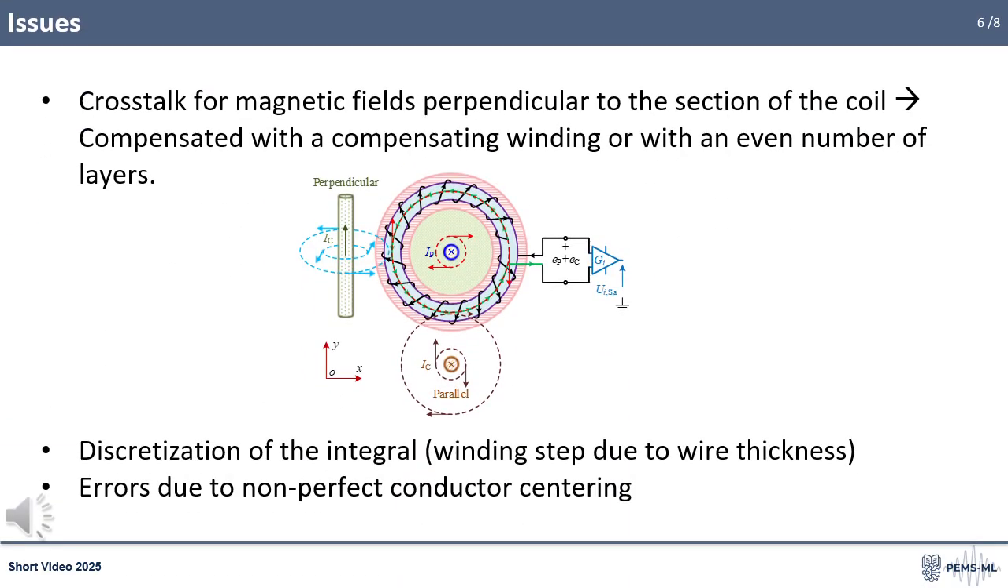Moreover, Rogowski coils can be affected by crosstalk from magnetic fields perpendicular to the coil section. This effect can be mitigated by using a compensating winding or by constructing the coil with an even number of layers. Additionally, Rogowski coils introduce errors due to the discretization of the coil integral, which arises from the finite wire thickness and non-ideal winding pitch. Further errors can also result from imperfect centering of the current-carrying conductor inside the coil.